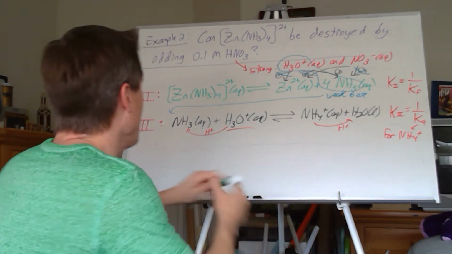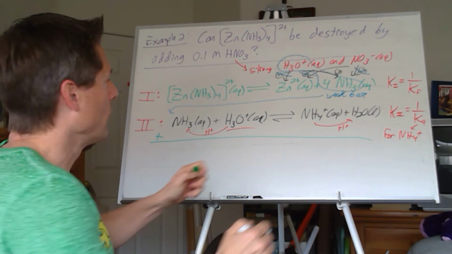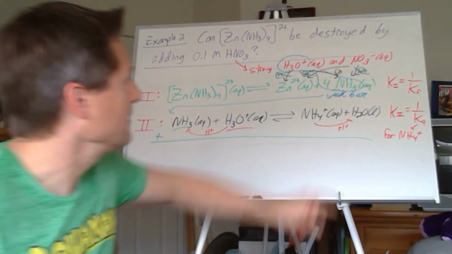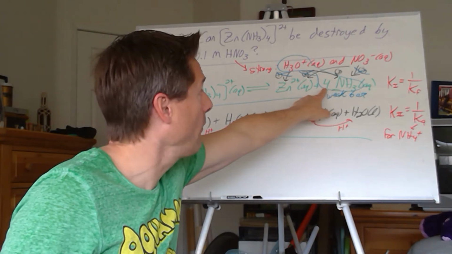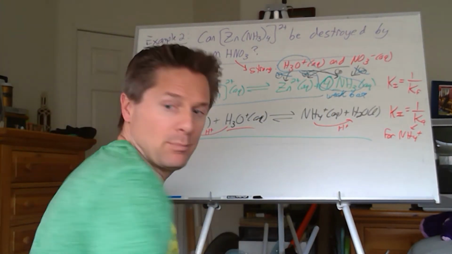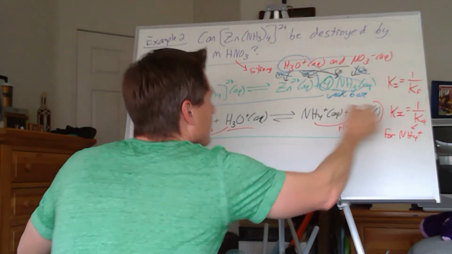So what we can do now is add these 2 equations together, get rid of the species they have in common. Do you see the 4 ammonias here? See that 4? So I need to multiply this equation by 4. So let's put this in brackets.